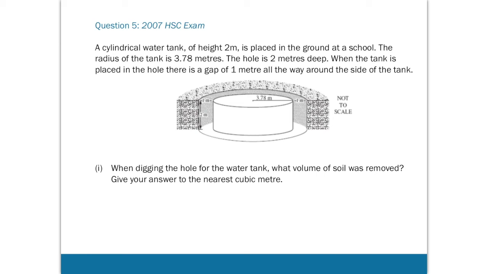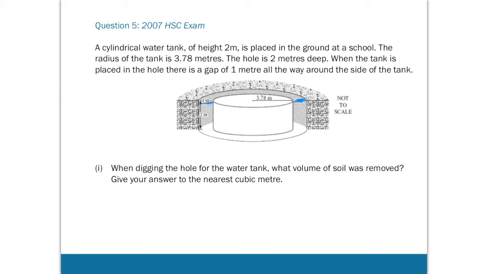When digging the hole for the water tank, what volume of soil was removed? Give your answer to the nearest cubic metre. Okay, so basically here we need to work out how much soil they removed. So we know that this is the cylinder, we know the dimensions of the cylinder, right? But we need to take into account this extra 1 metre on the sides.